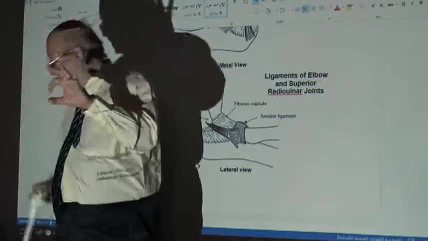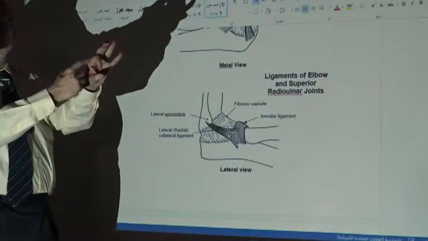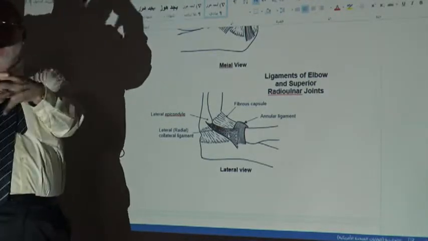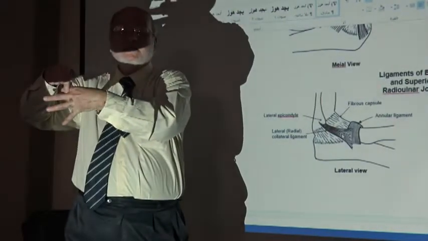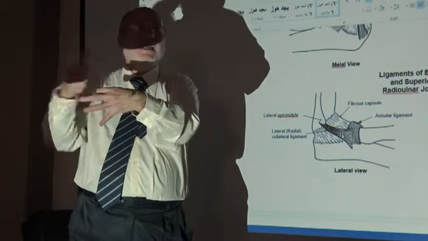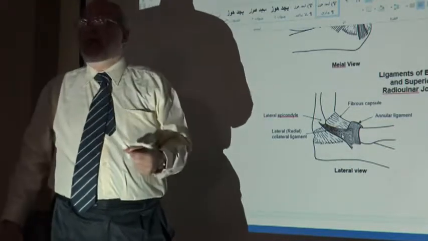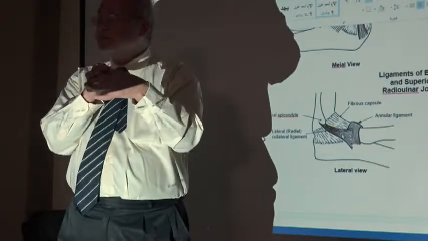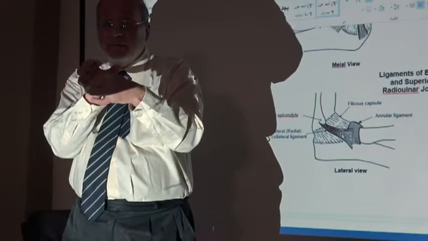Therefore, the head is like that: three quarters articulating with the annular ligament, and only one quarter articulating with the radial notch of the ulna. The annular ligament keeps the head in place. It is what holds it in place.